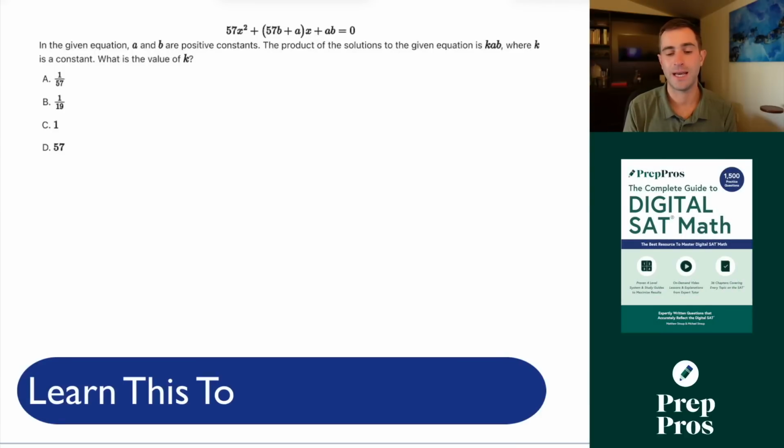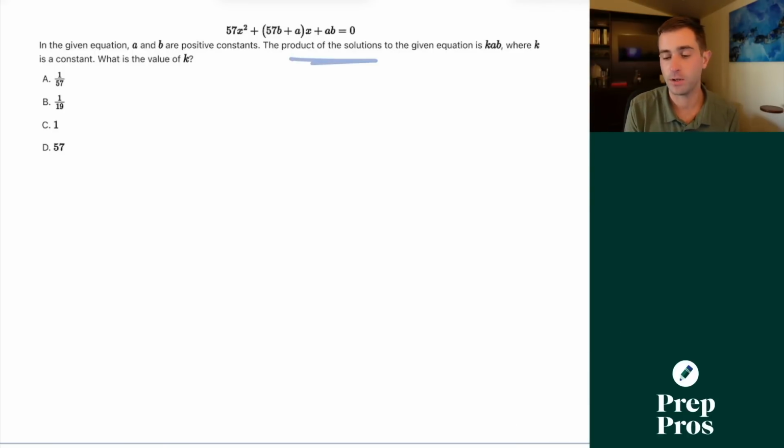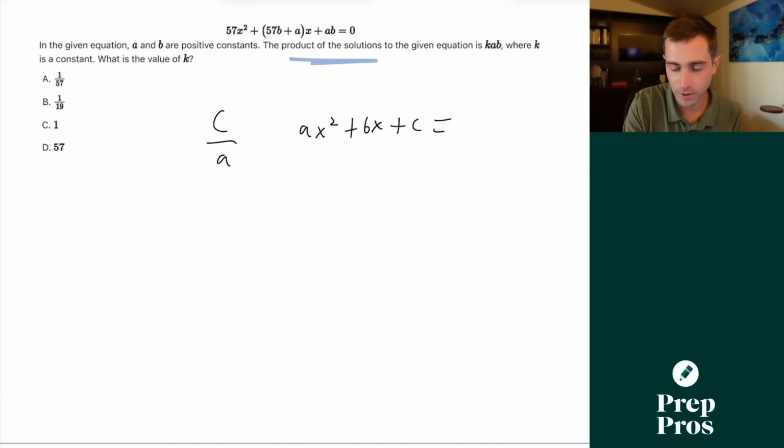In the given equation, a and b are positive constants. The product of the solutions to the given equation is kab, where k is a constant. What is the value of k? This is just specific knowledge. Your product of solutions for any quadratic in ax squared plus bx plus c form is always just c over a. So that ax squared plus bx plus c, whenever it's equal to 0 or equal to y, is just c over a. So our a value here is 57. Our c value is ab. So we know ab over 57 is the product of our solutions.